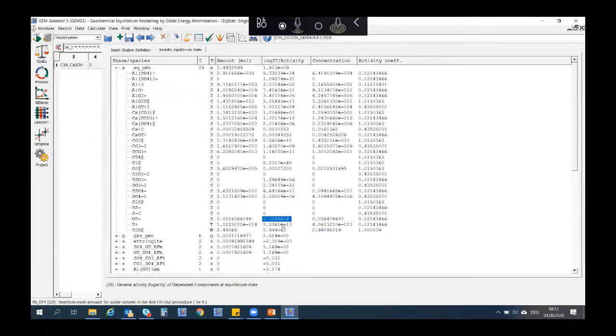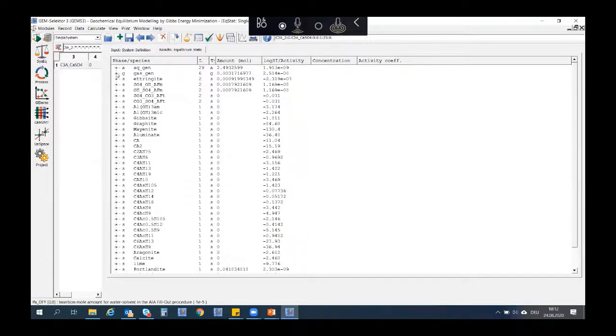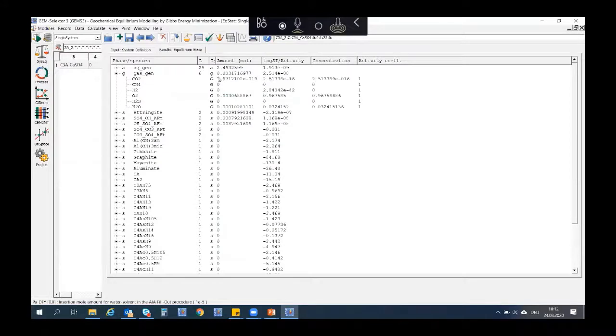So we can see all these parameters. If we go to the gas, we can see we have a number of different gases, a little bit of CO2. We have oxygen, because we have put oxygen. We have basically no hydrogen, because we have oxidizing conditions, and we have a little bit of water vapor in the gas.